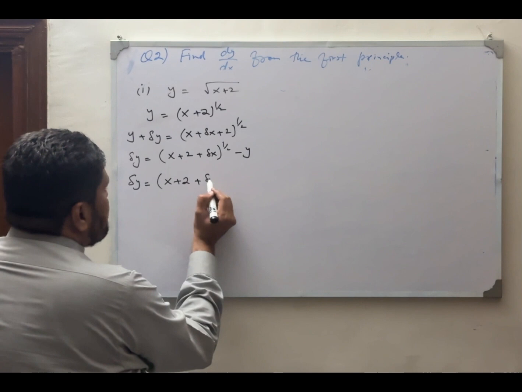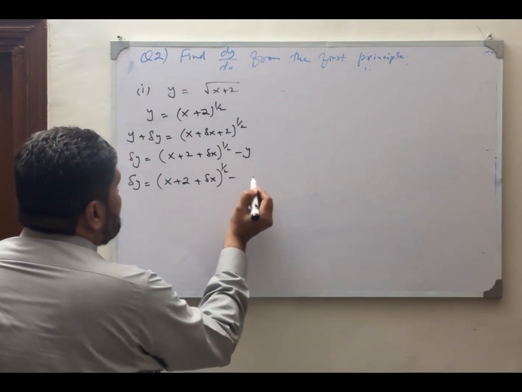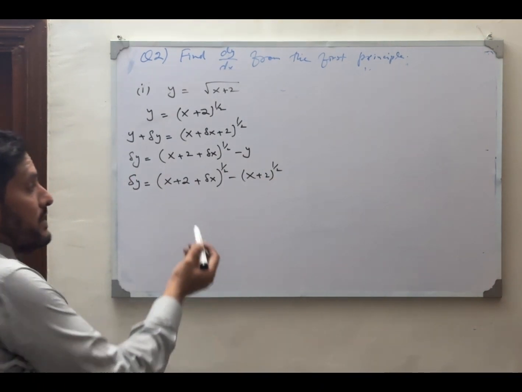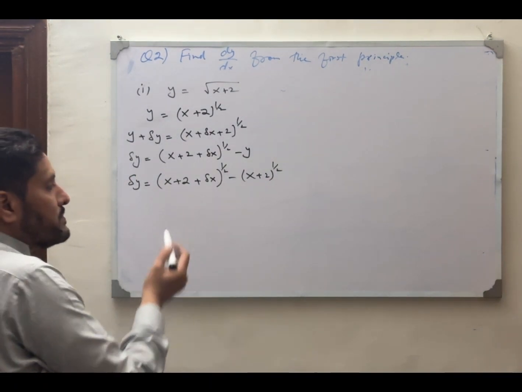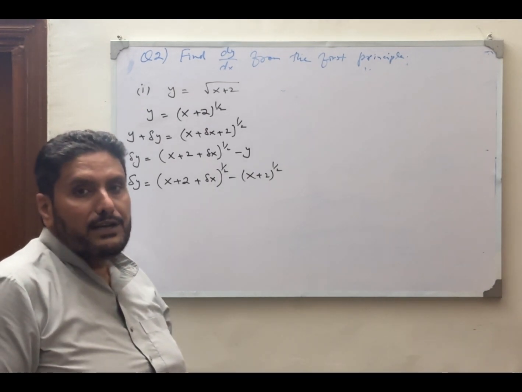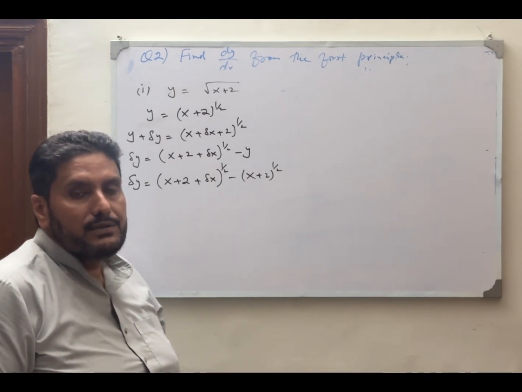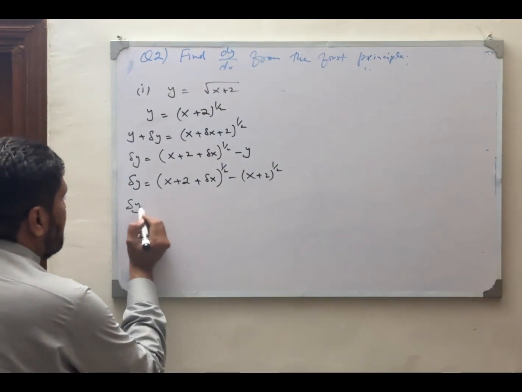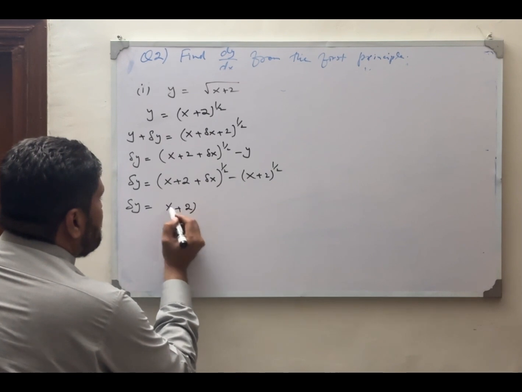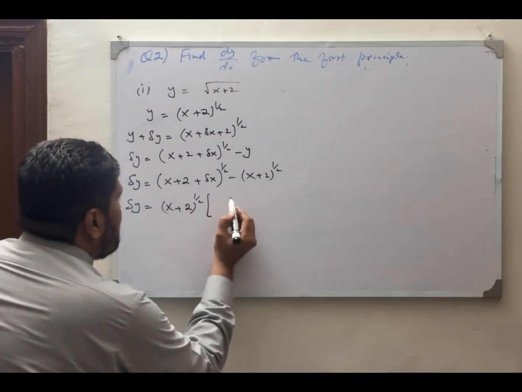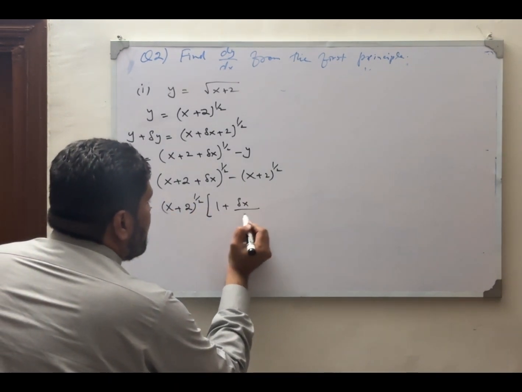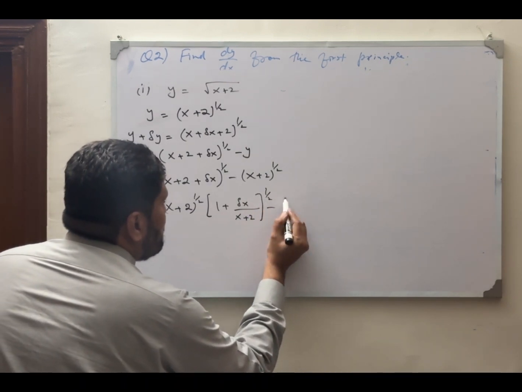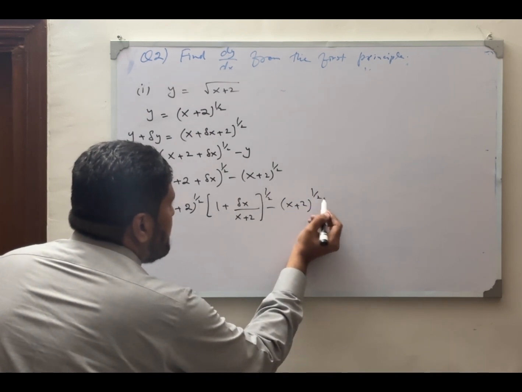and then by putting the value of y, we have x plus 2 plus delta x power 1 by 2 minus x plus 2 power 1 by 2. So here we have to simplify this one by taking x plus 2 common and converting it into binomial expression, and then by applying the binomial theorem we are able to simplify this expression. So here we have delta y is equal to x plus 2 power 1 by 2 into 1 plus delta x by x plus 2 whole power 1 by 2 minus x plus 2 power 1 by 2.